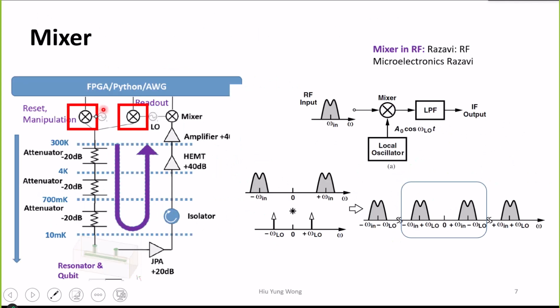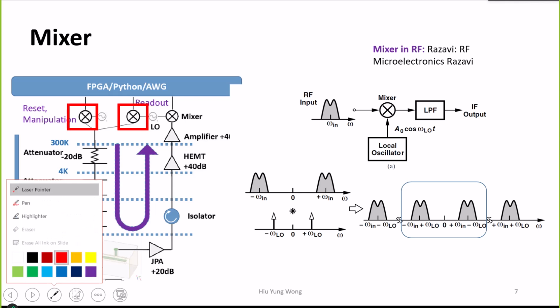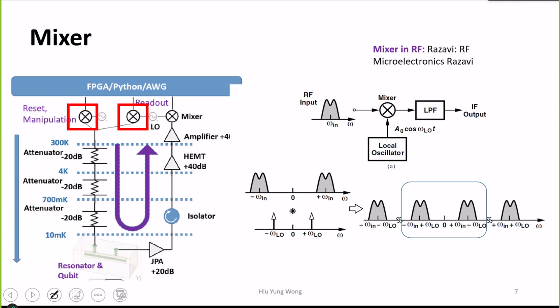First of all, we talk about the mixer. This is purely RF, what people usually use in RF. A mixer is that I commute a signal. Then I have a local oscillator. This is LO. So they have different frequency. For example, how about I say this is 0.1 gigahertz, right?